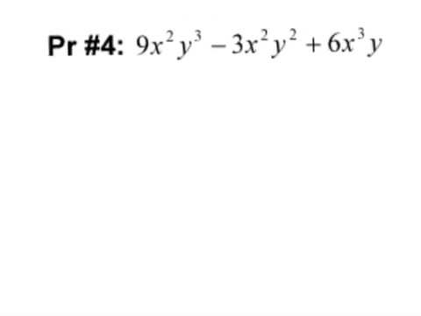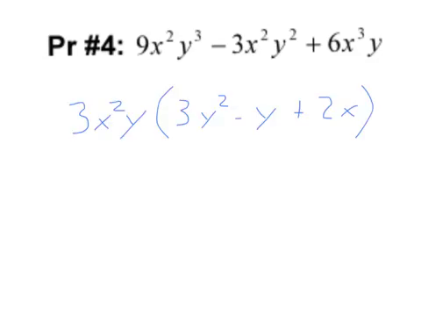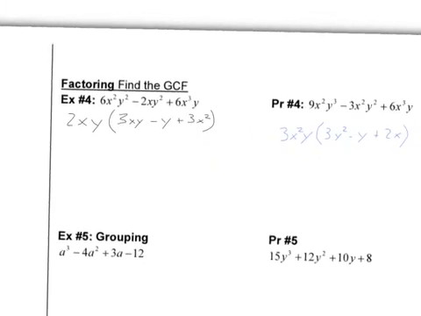That's how you factor using the greatest common factor. Do the same thing here. I'll put the answer up in just a second. Okay, for this one you can pull out a 3 and an x squared out of every single term because they all have at least an x squared in them and a y. So you have 3x squared times 3y squared minus y plus 2x. Okay.